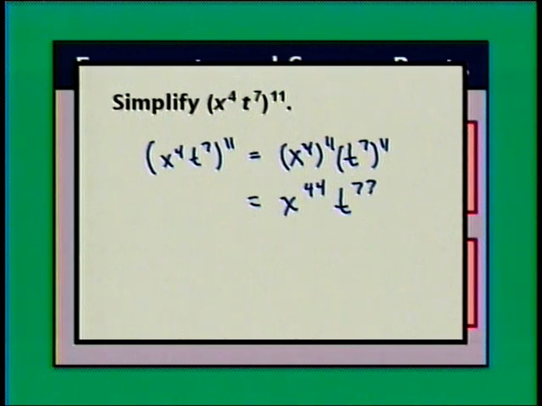Let's think about this power to a power rule for just a moment. The expression x to the 4th to the 11th, if I expanded it, I would have 11 factors of x to the 4th. Each of those factors of x to the 4th has 4 factors of x. So altogether, 11 times I would have 4 factors of x. 11 times 4 factors of x, 44 factors of x.